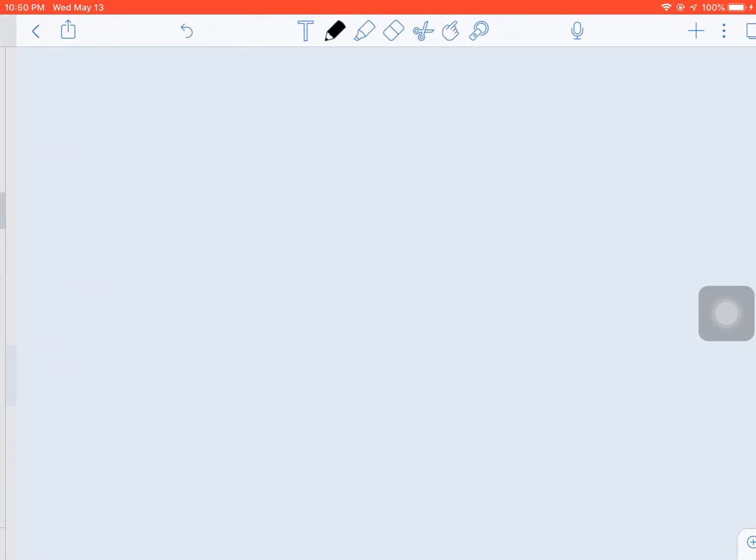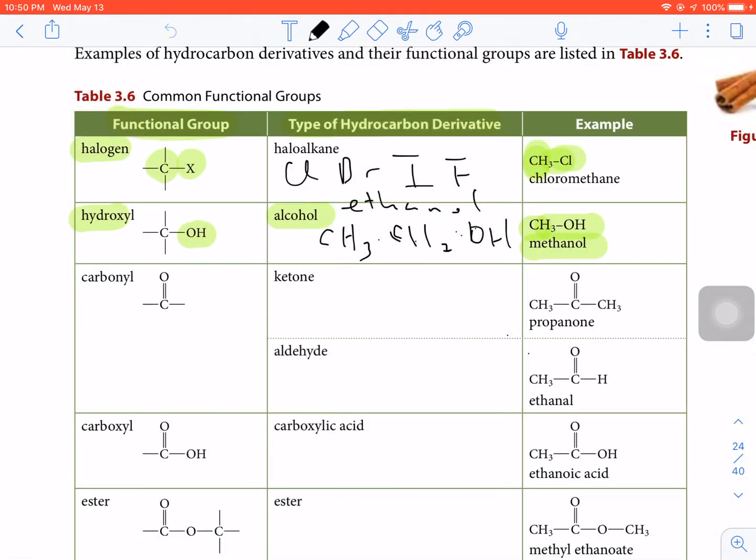So if I go back to my picture here, you can see here's the carbonyl. There's the carbonyl, and it's C double bond O, where the carbon is bonded to carbons on both sides. Now, if that's the case, then the molecule becomes something called a ketone.